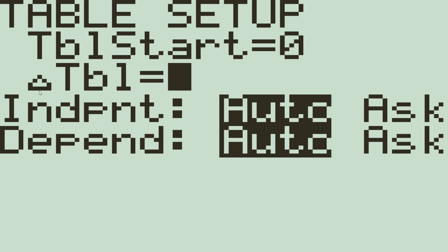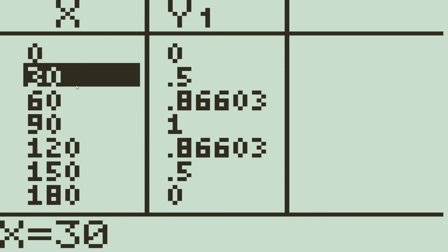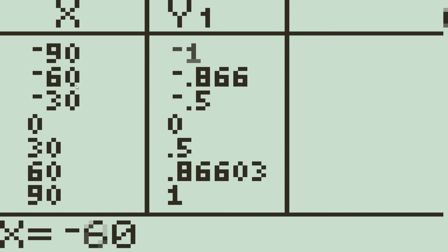This says go up by whatever you specify. By default, it's always by 1. Please note that we're going to have to change this back to 1 when we're done graphing this stuff. We're going to want to change that to 30. So now, if I go to my second graph, I can see all the values of 0, 30, 60, 90, 120, 150, 180. And I can just press the up arrow key and go all the way to negative 360.